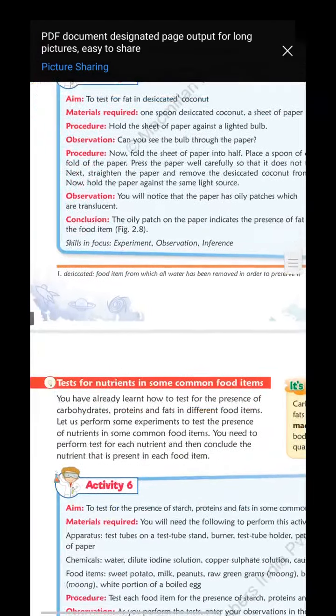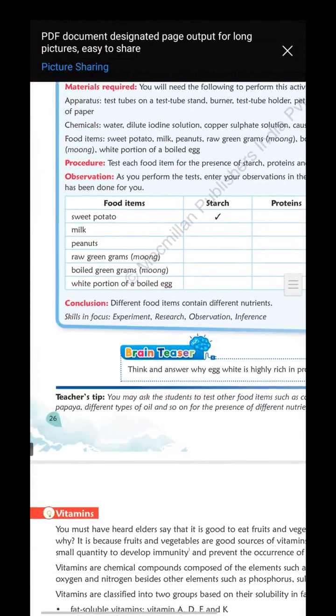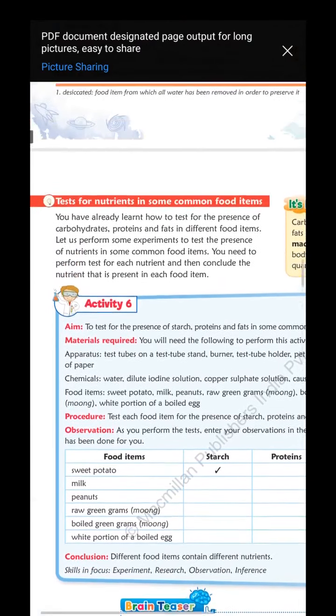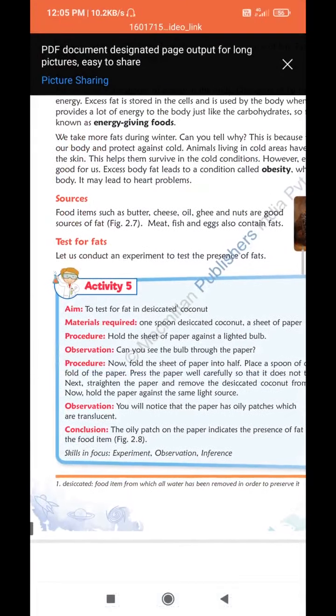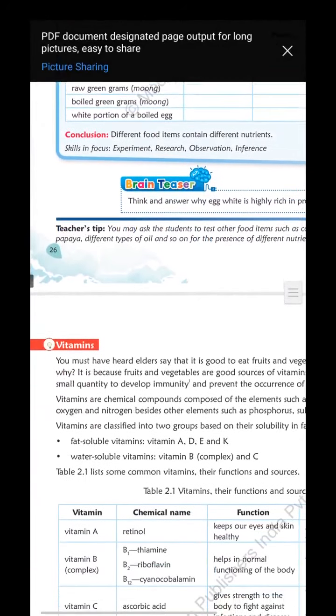For testing of carbohydrates, what do you have to remember? Benedict's and iodine solution. Benedict's gives a red color, and iodine gives a blue black color with starch. Remember that one. Okay, so in that manner you have to understand. And the sources are also important for you.